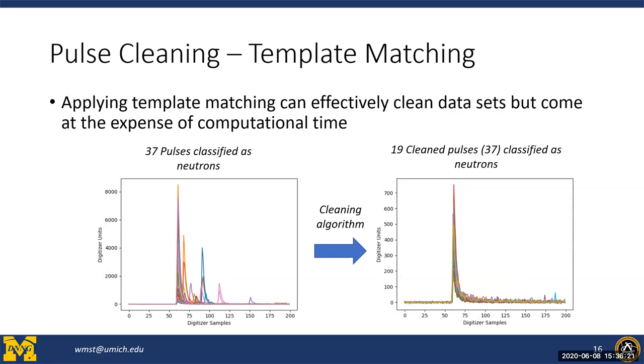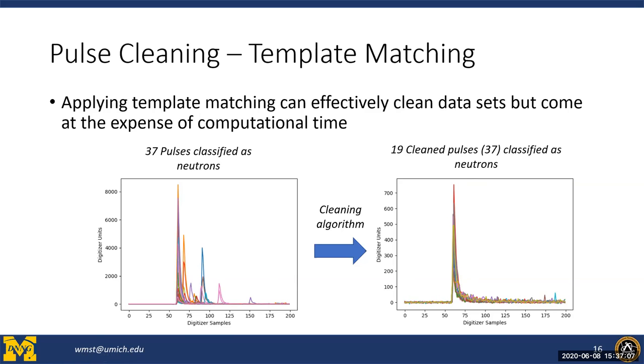The major issue with it is it's computationally intensive because you're taking every acquired pulse you have, normalizing it, and then looking at a lookup table, taking a difference and figuring out how many standard deviations away each one of those differences is. So this can be complicated and computationally intensive. However, it does work very well in that you can acquire some clean data. We can see here, we had about, in this case, 18 pulses that were double pulses, and applying this method cleaned them out such that we know that we have 19 good pulses that, in this case, are classified as neutrons.